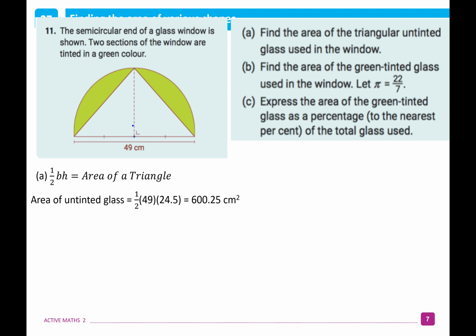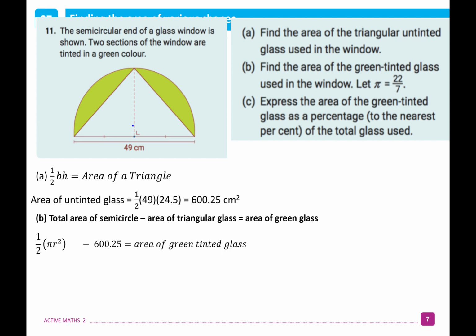In part B, we're asked to find the area of the green tinted glass used in the window, and we're told to let pi equals 22 over 7. Okay, the area of the green tinted glass is equal to the total area of a semicircle minus the area of a triangular glass. So to find the area of the green tinted glass, we need to find the total area of the semicircle and take away the area of the triangular glass.